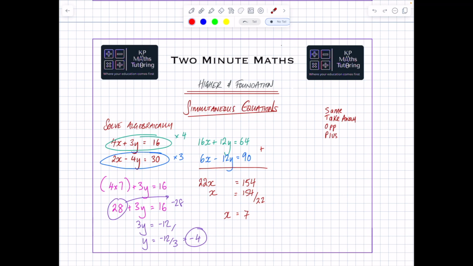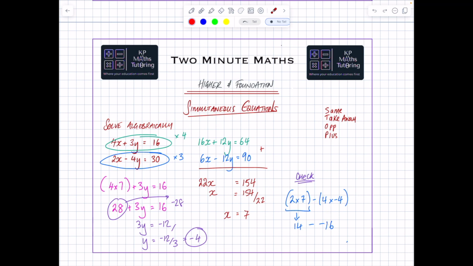Once you've got an answer, the nice thing about simultaneous equations is that you can solve it yourself and check to see if it works. So what I do is I put this x into the bottom equation: 2 times x, so that's 2 times 7, plus 4y, and I'm saying y is minus 4, so 4 times minus 4. Plug all that together, 2 times 7 gives you 14. Be careful here, because 4 times minus 4 is minus 16.